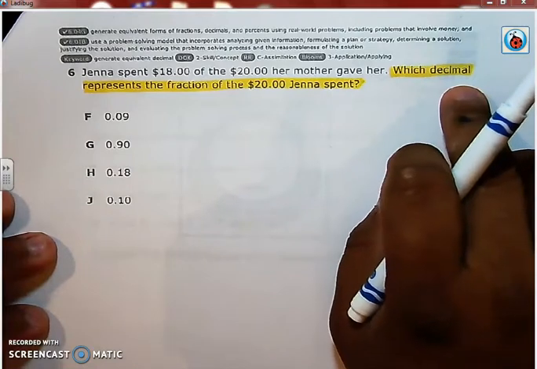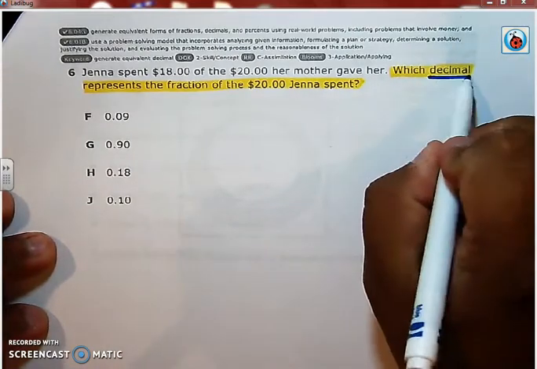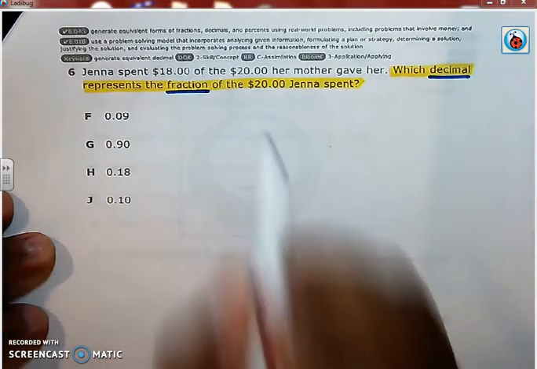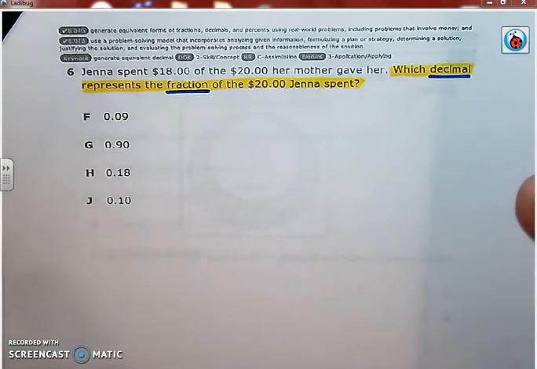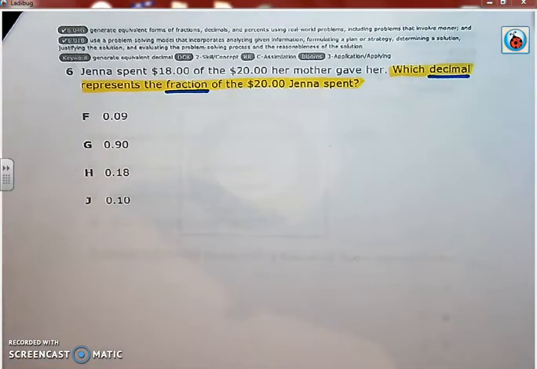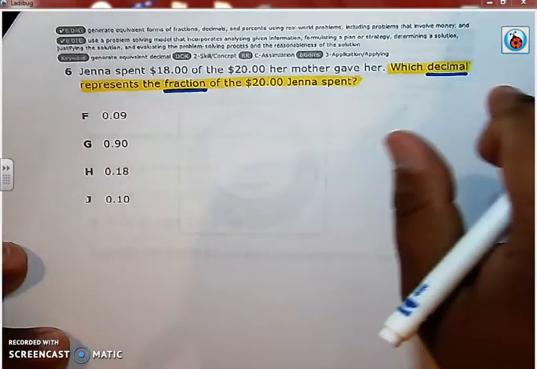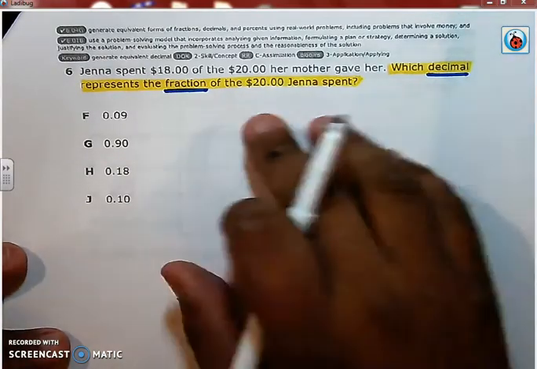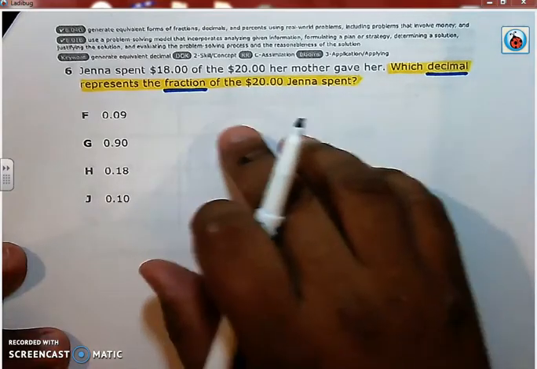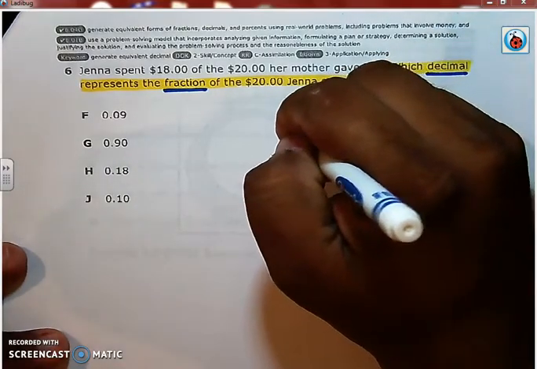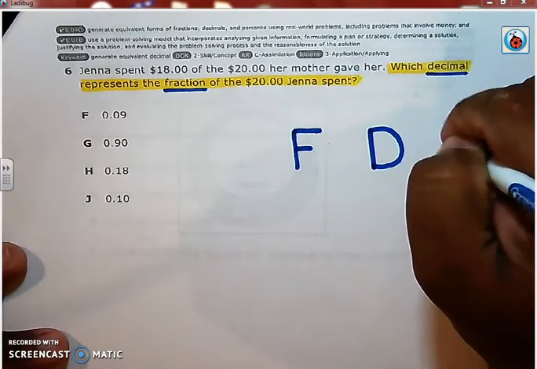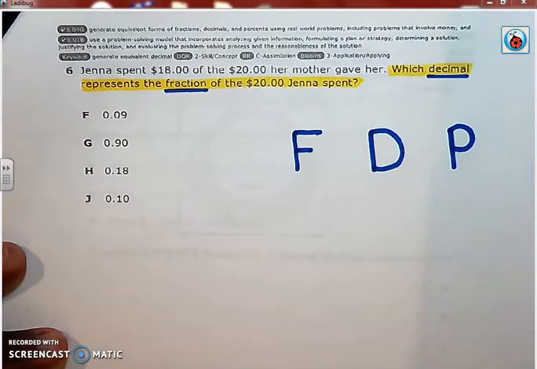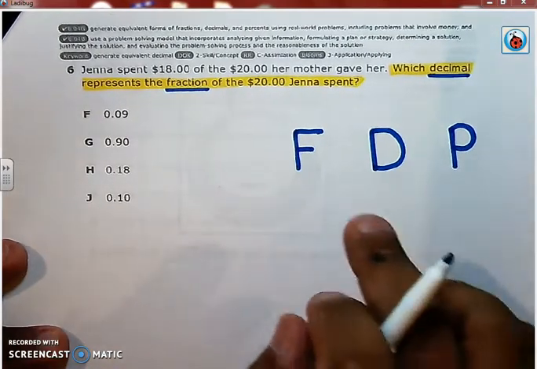As soon as I saw the word decimal and the word fraction, I started seeing the notes that we took on the topic of free Dr. Pepper. The reason why is because that lesson dealt with fractions, decimals, and percents. So anytime you're dealing with a fraction or a decimal or a percent, you're going to write FDP on your paper, because this will help you get the right answer. So putting this on your paper is going to be a big help to you.